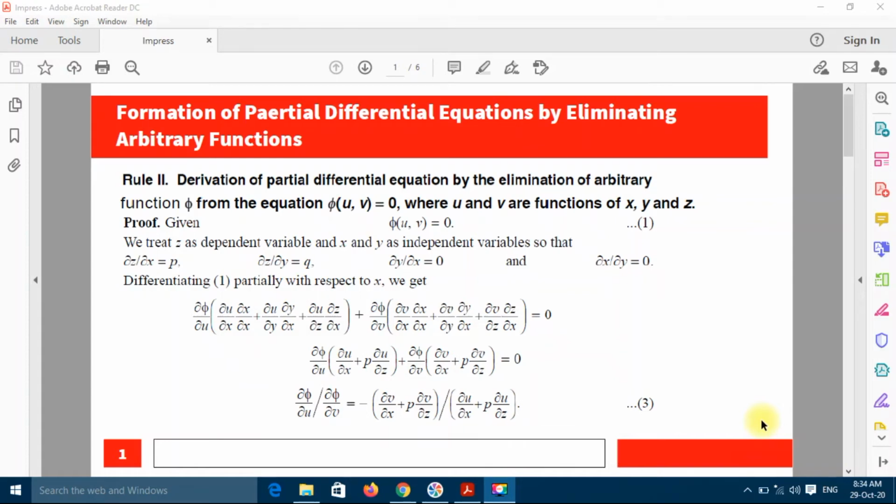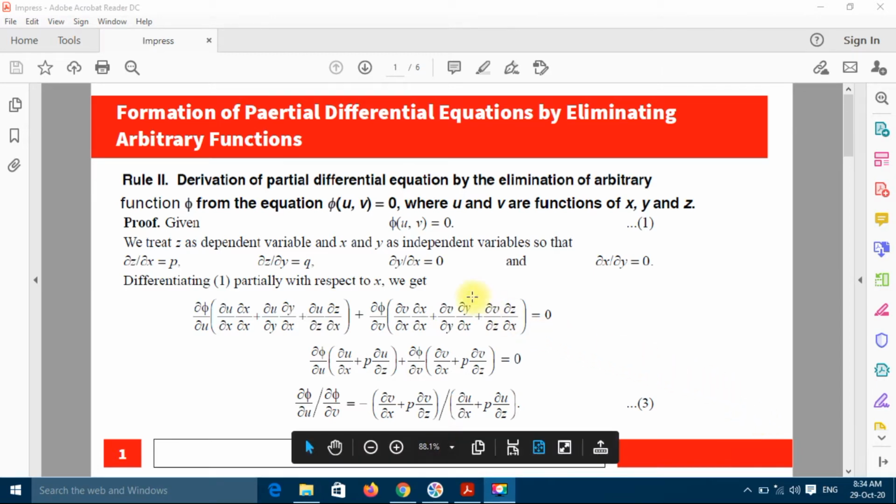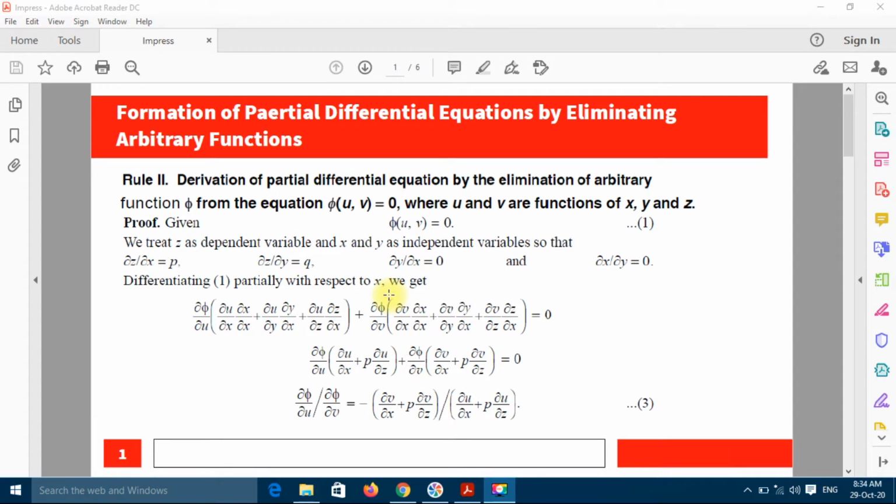Dear student, in this lecture we discuss formation of partial differential equation by eliminating arbitrary function. In the previous lecture we have discussed number of parameters, how many parameters are present in the function. According to that we find the corresponding partial differential equation.